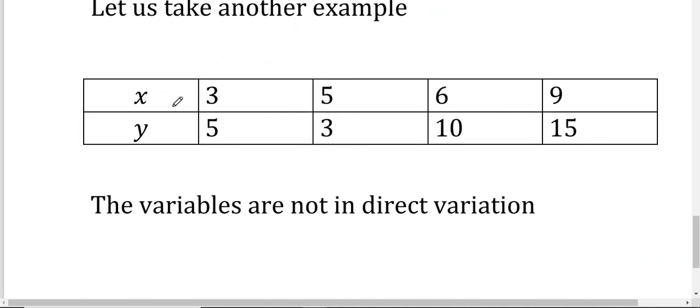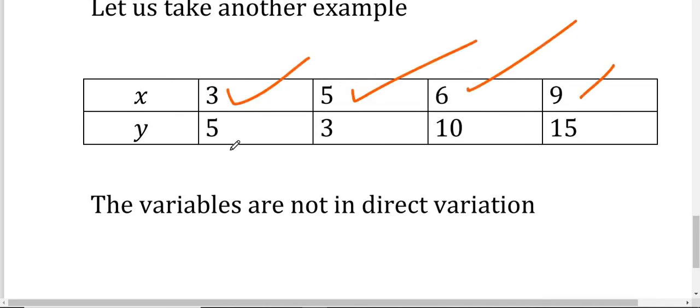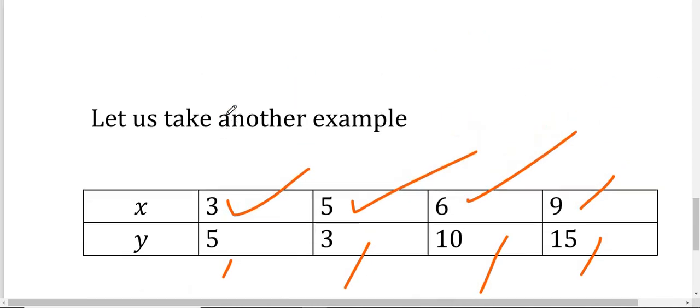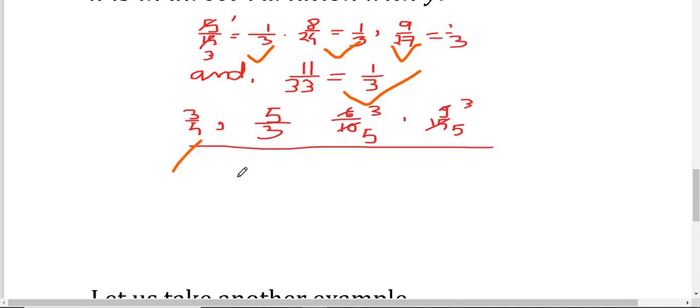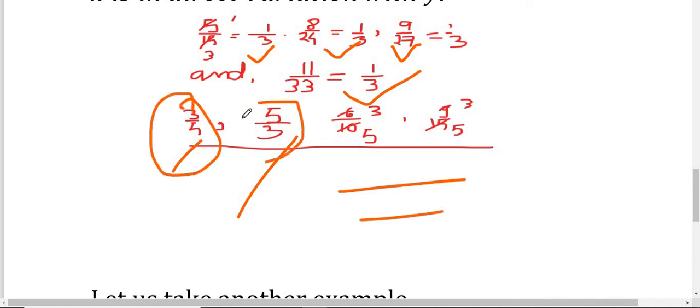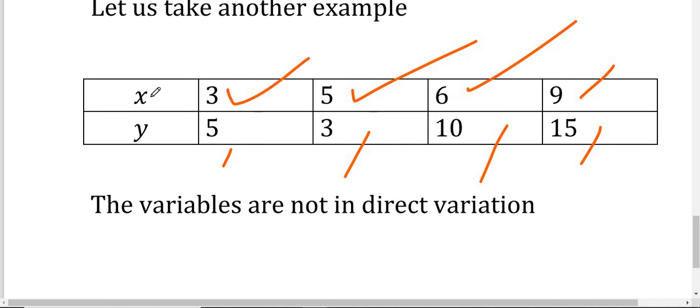Now take this example. X takes the values 3, 5, 6, 9, and the corresponding values of Y are 5, 3, 10 and 15. If you divide, then you will get what? First one is 3 by 5. Second one is 5 by 3. Then the remaining, no need to divide. You can see these values 3 by 5 and 5 by 3 are not equal. So in this case, X is not directly proportional to Y. That means X and Y are not in direct variation.